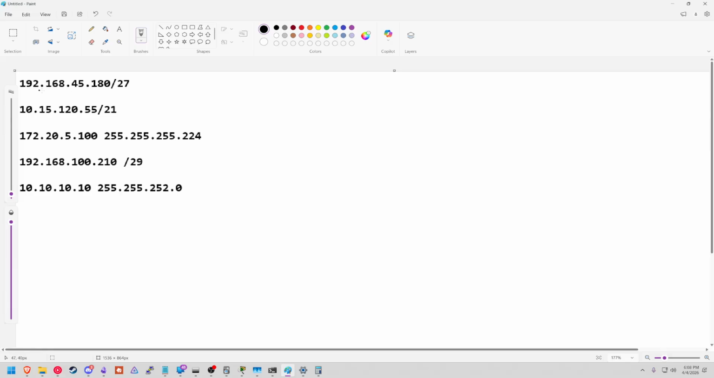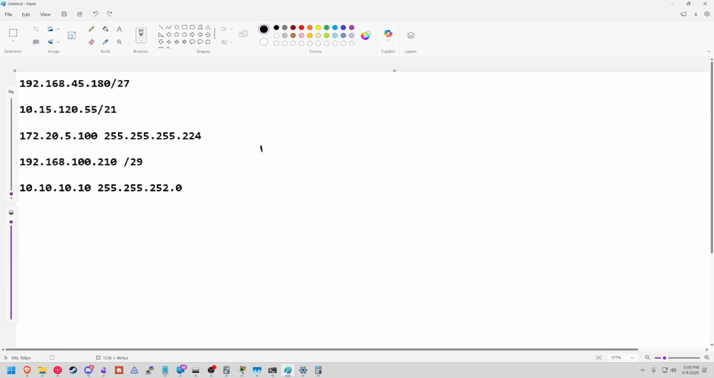and we're going to find the network address of 192.168.45.180, and this is a /27 segment. So first thing we're going to do is recognize that the first three octets definitely belong to the network, right? Because that would be 24. So that leaves us with 3 left over, because 27 minus 24 is 3.